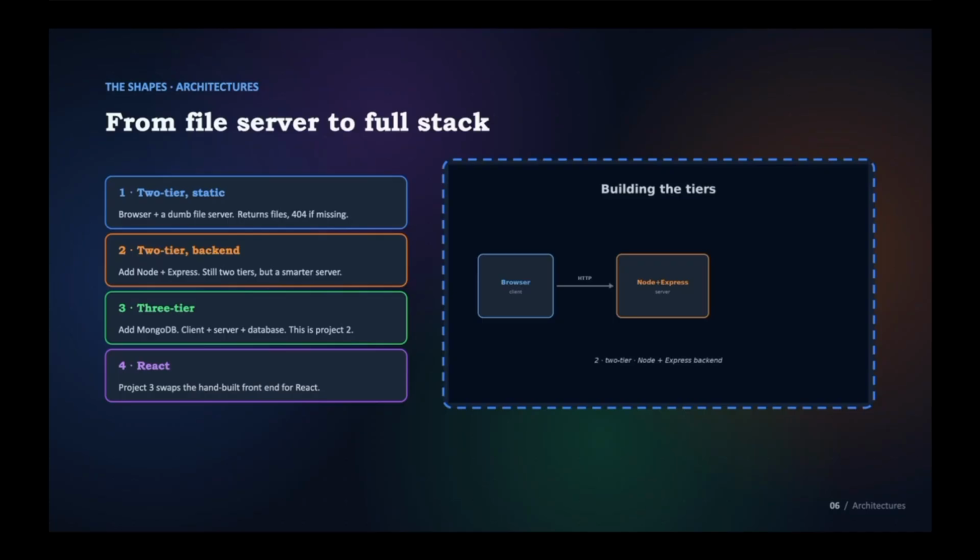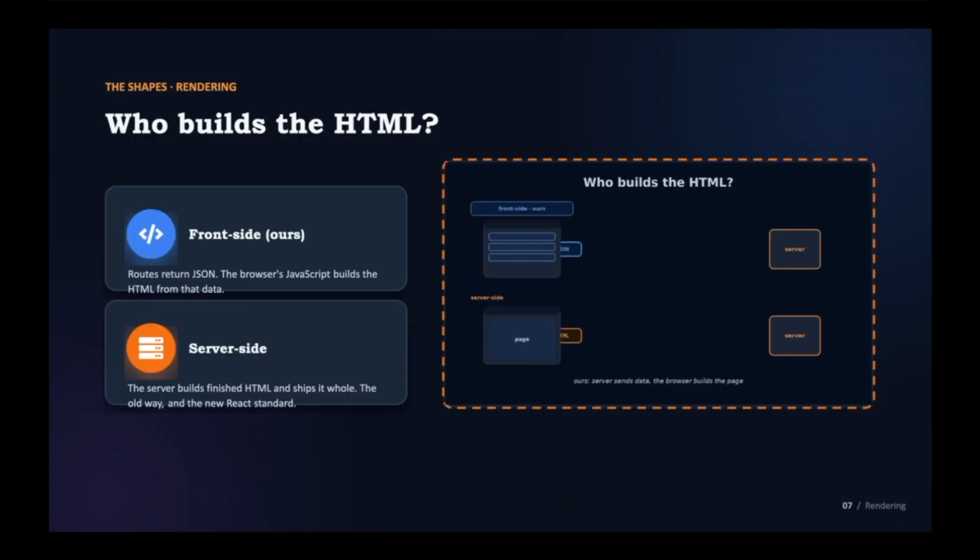Now one last decision is baked into all of this. Our routes just return JSON, just data, and the front-end JavaScript builds the HTML from it. This is what we call front-end or client-side rendering, and it is what we do. The alternative is server-side rendering, where the server builds the finished HTML and ships it whole. That is the old way of doing things, and funnily enough, it is coming back around as the new React standard. Again, for Project 2, though, we render on the client.